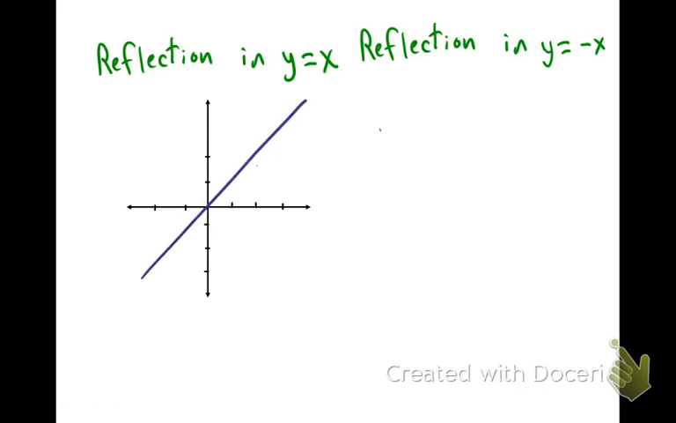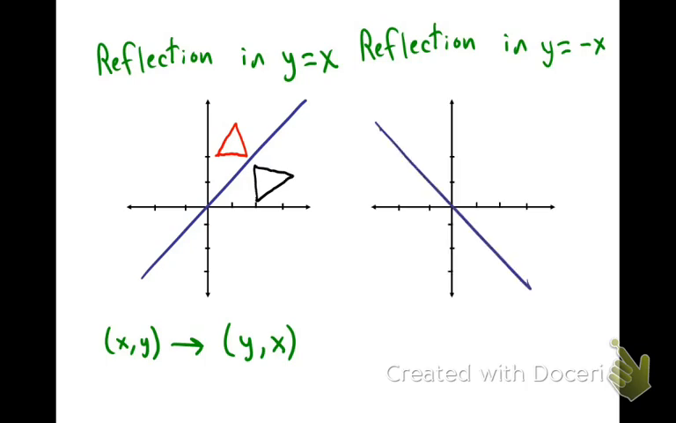If we go in the y equals x axis, you'll see that the new object is going to be flipping around the x's and the y's. They just switch positions. And then if we do the reflection of y equals negative x as our mirror, then they switch positions and they change signs.